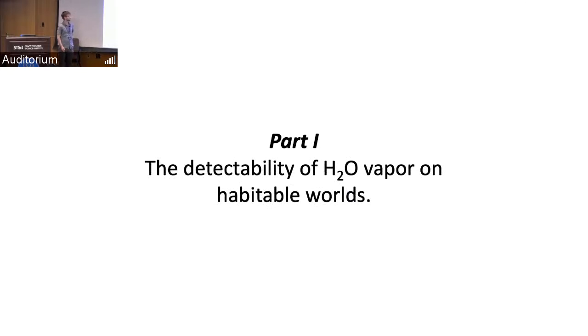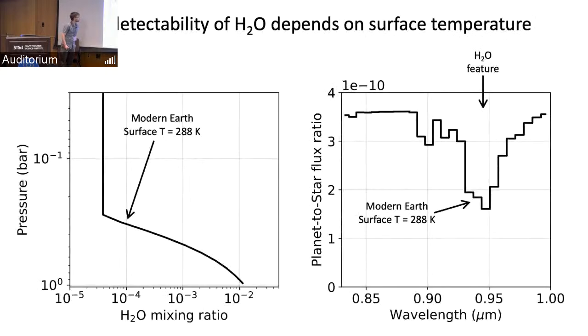Okay, so part 1, the detectability of water vapor on habitable planets. The first point I want to make about the detectability of water vapor is that it depends on the surface temperature of a habitable planet. So here we have a modern Earth-like planet.